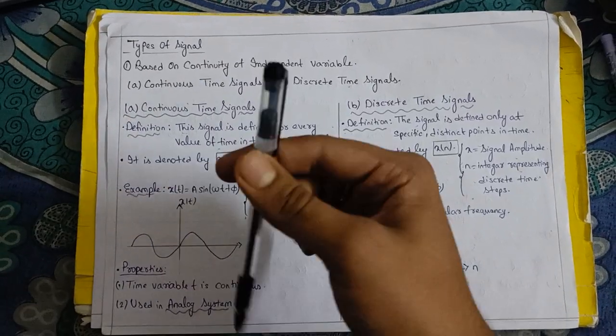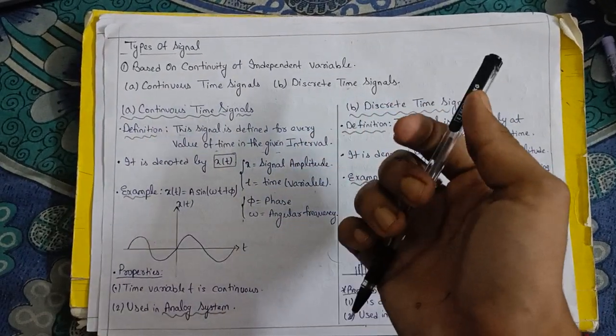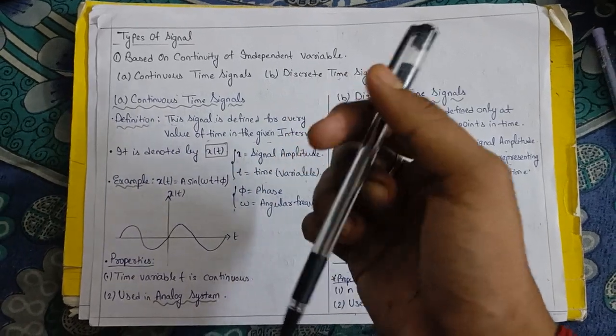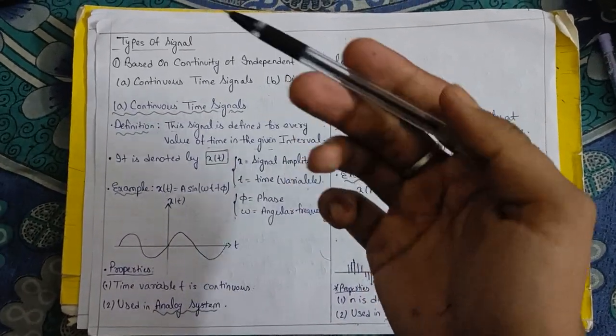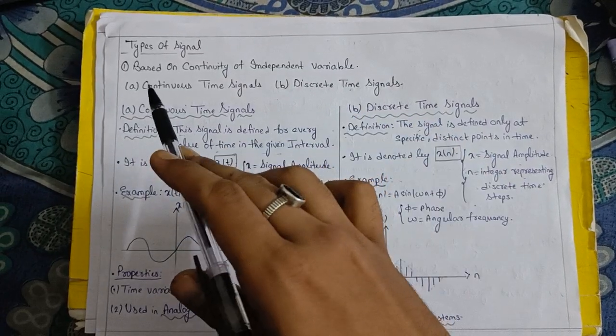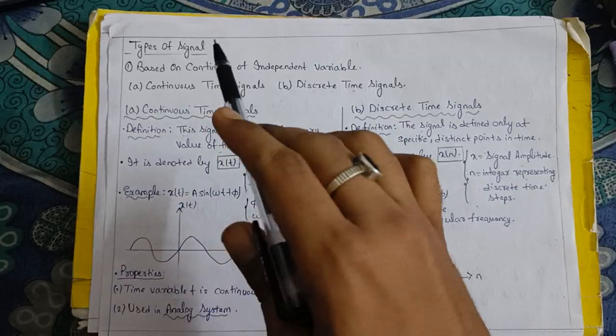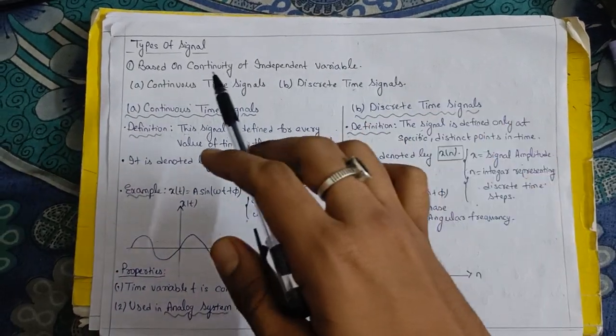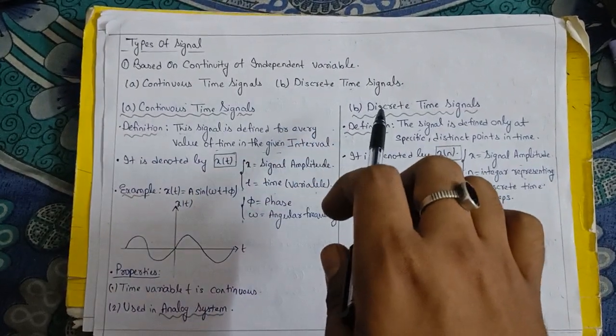Types of signals. There are various types of signals we will see in the video. So let's get started and read all the signals. First of all, based on the continuity of independent variable: continuous time signals and discrete time signals.